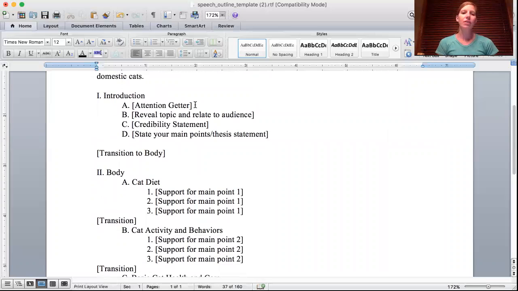So the first thing in the introduction is the attention getter. Research has actually shown, it's called primacy and recency effects, that people tend to remember the very beginning of speeches and the very end the most. So they're going to remember what you say first. So it's important to start with something exciting. Don't just say, "Hi, my name's Emily. I'm here to talk to you about cats." Well, guess what? For those people that don't like cats, and there are quite a few, you've just lost all of them in your audience. So you really want to start with something more exciting.